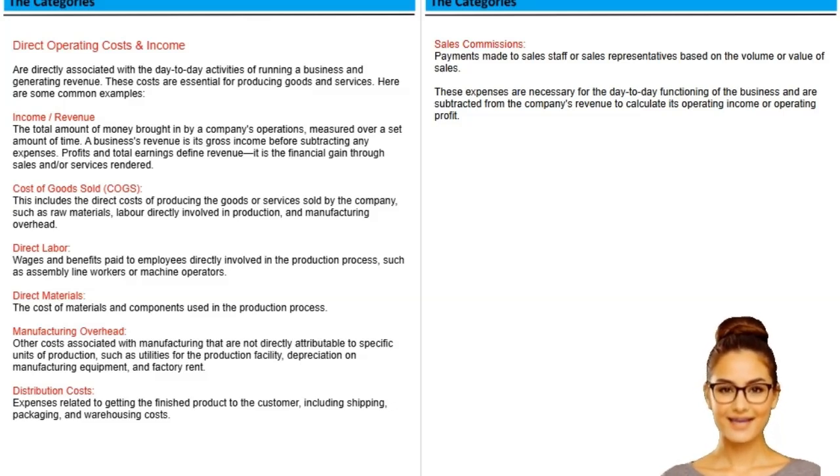In closing, I need to say that expenses and revenues are necessary for the day-to-day functioning of the business and are subtracted from the company's revenue to calculate its operating income or operating profit. So, there we have it. These are some of the items that are easily identifiable and can be categorized as direct revenue or cost of goods sold. As practice activity number 1, I urge you to look up a company's adjusted trial balance and see if you can correctly categorize its direct revenue and cost of sales.